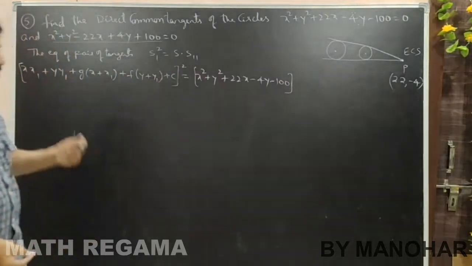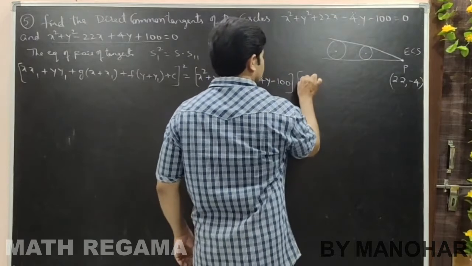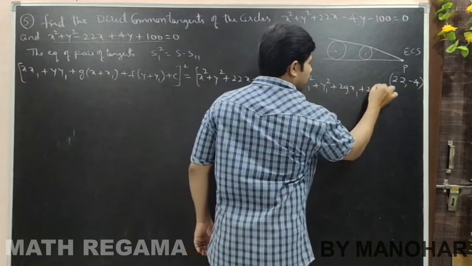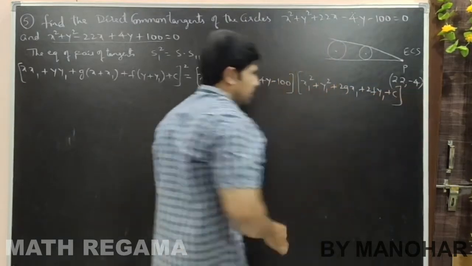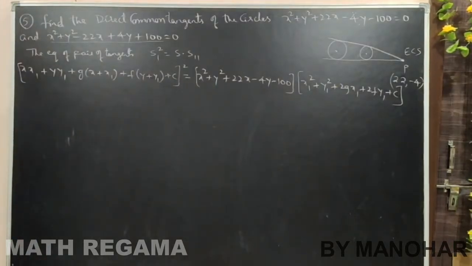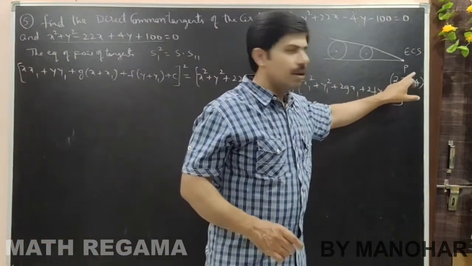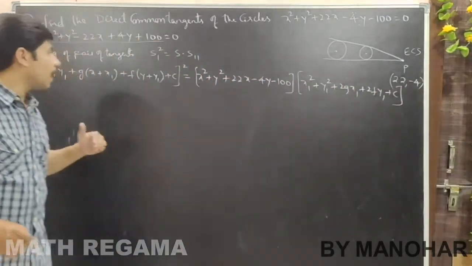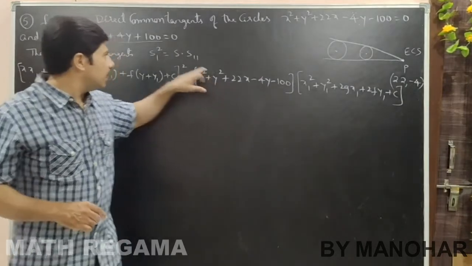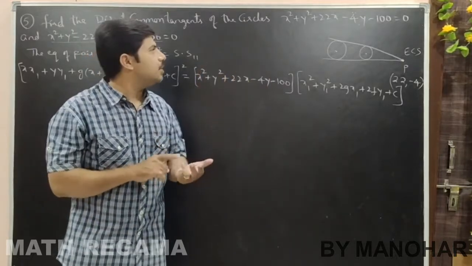Okay, I substituted S. Next is S11. S11 notation I will write down. S11 is x1 square plus y1 square plus 2gx1 plus 2fy1 plus c. Okay, we substituted the formula. S1 square is equal to S into S11. So what is x1 y1? x1 y1 is nothing but the point of contact, that is ECS 22 comma minus 4. I will substitute instead of x1 y1, and GFC values we have to take from the equation of circle which we took as S. Which one we took as S? First one. So from the first equation only you have to take GFC values.